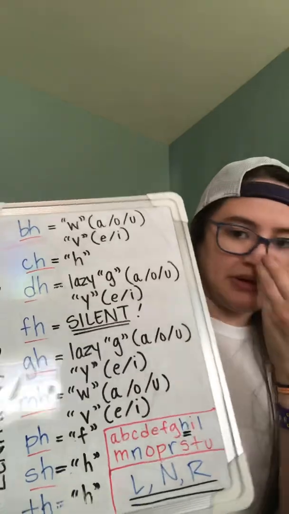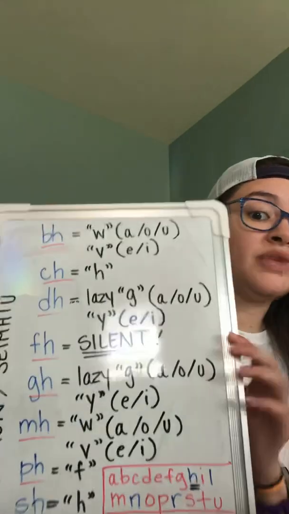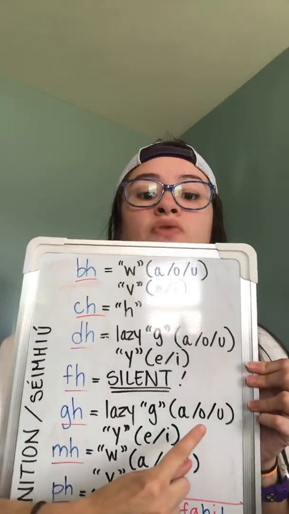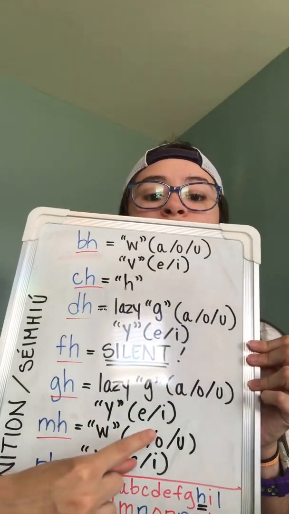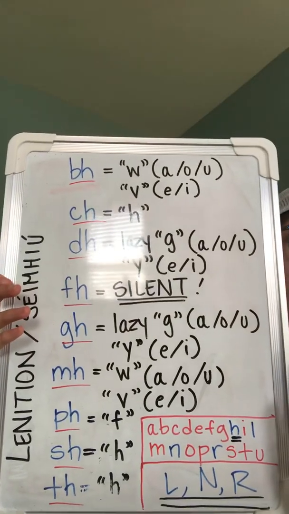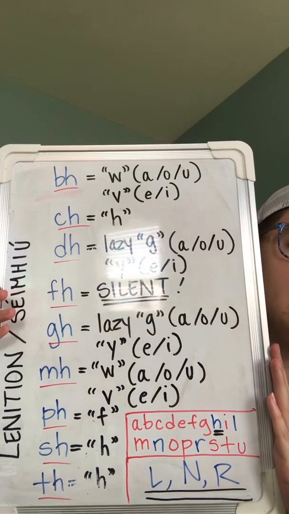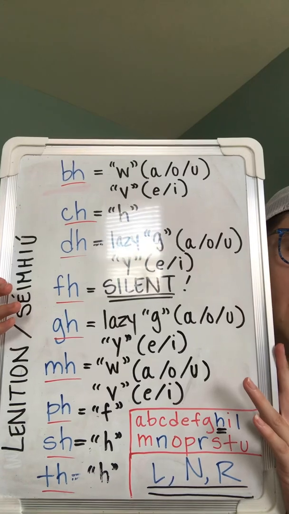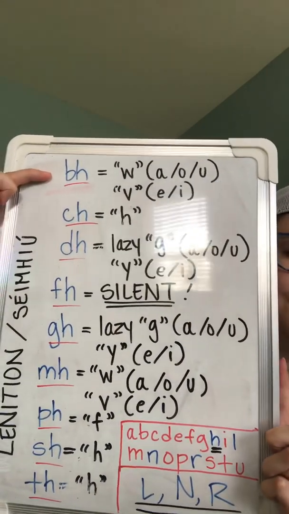GH follows the exact same rules as DH. Exact. Lazy G if it's before a broad vowel. A Y sound, Y, if it's before an E or an I. MH makes a W sound before a broad vowel and a V sound before a slender vowel. If you will remember, that's the exact same as BH.